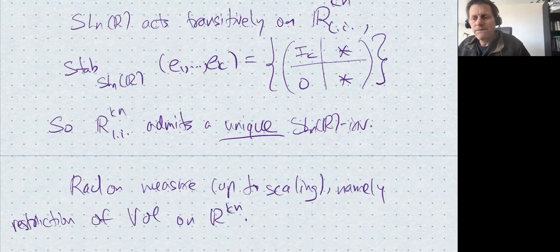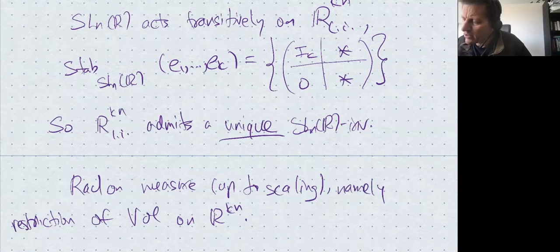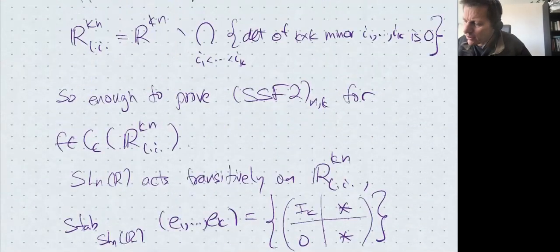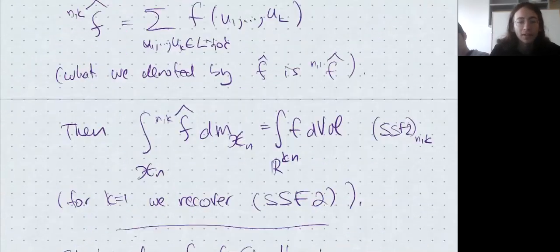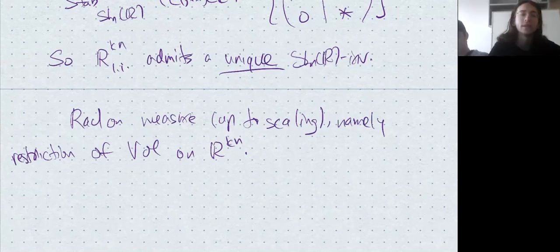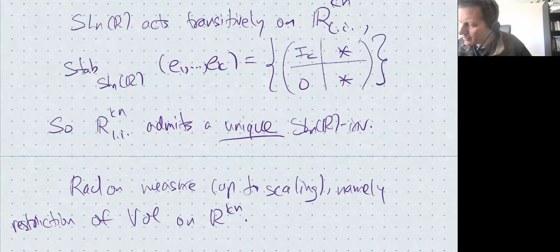Yes? You said that SL_n(R) acts transitively. Doesn't SL_n(R) preserve volumes? So that's what I said a few seconds ago: k is less than n. Assuming that k is less than n, you can map the first k vectors to any other k vectors, and you still have freedom with the rest of the vectors. So you can rescale the last vector to change the determinant. Okay.